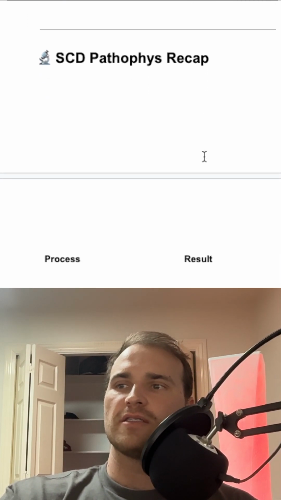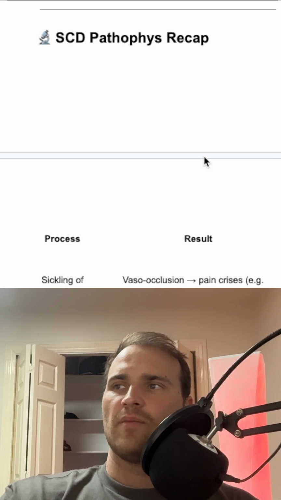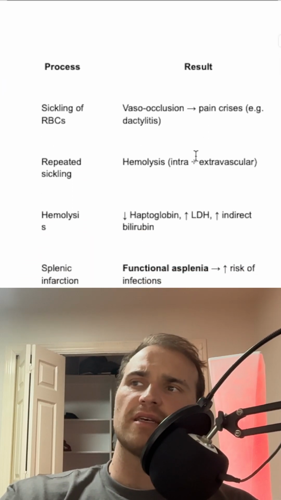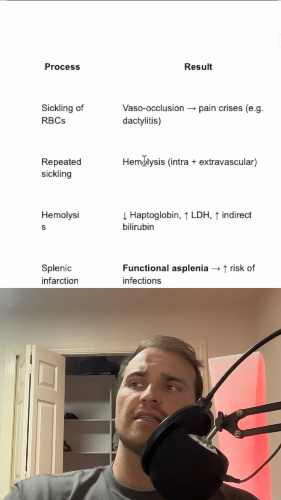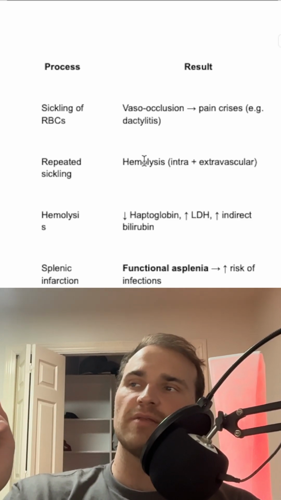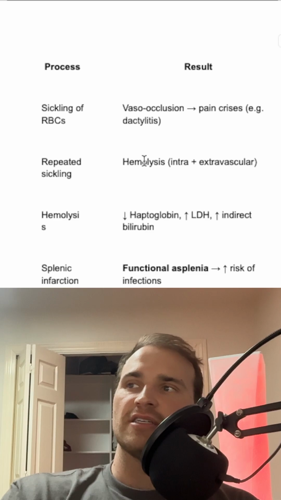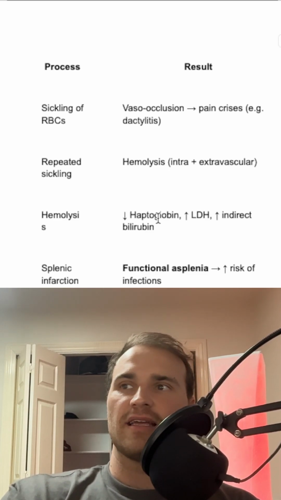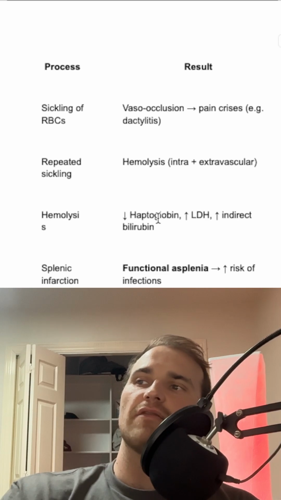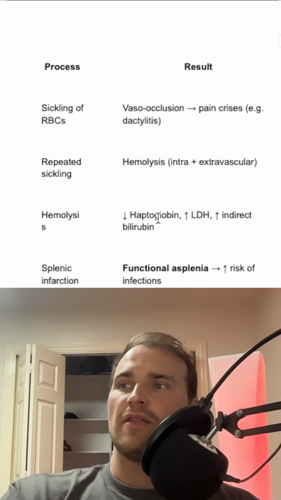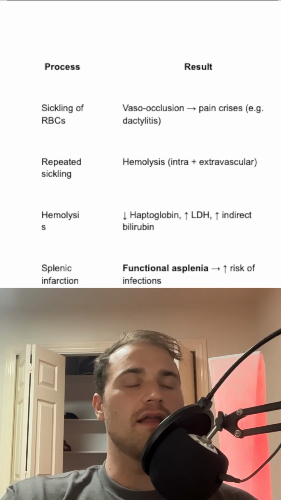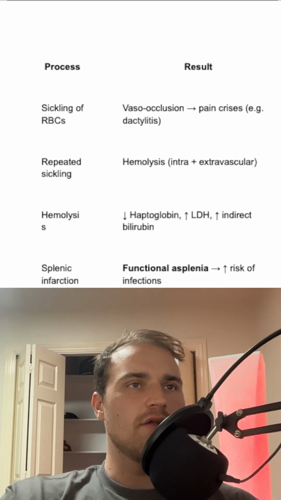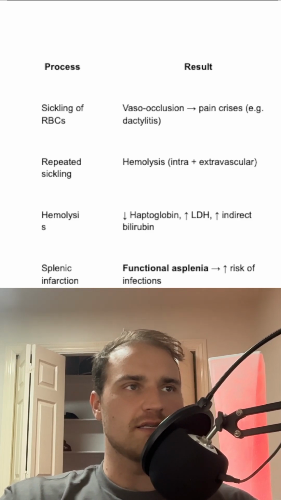And so here with our sickle recap, basically what we need to think is the sickling of the red blood cells and the hemolysis, which then causes decreased haptoglobin, and then increased LDH and increased indirect bilirubin. And also you see the splenic infarction, and that's because of the functional asplenia. So that's going to have you experience an increased risk of infections. Other than that, that's pretty much the basic lowdown on sickle cell anemia.